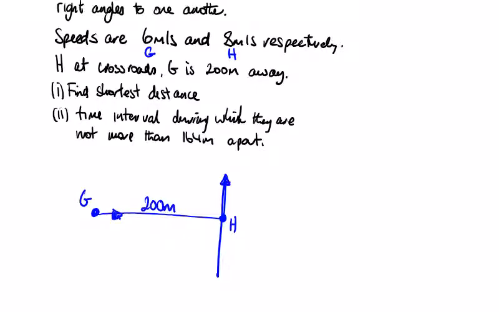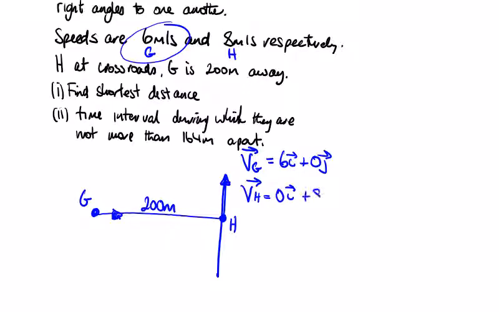We can say the velocity of G is equal to 6 in the I direction, 6I plus 0J, and the velocity of H is going up, so it's going to be 0I plus 8J. So we get the velocity of G relative to H, and we'll be able to find the shortest distance.